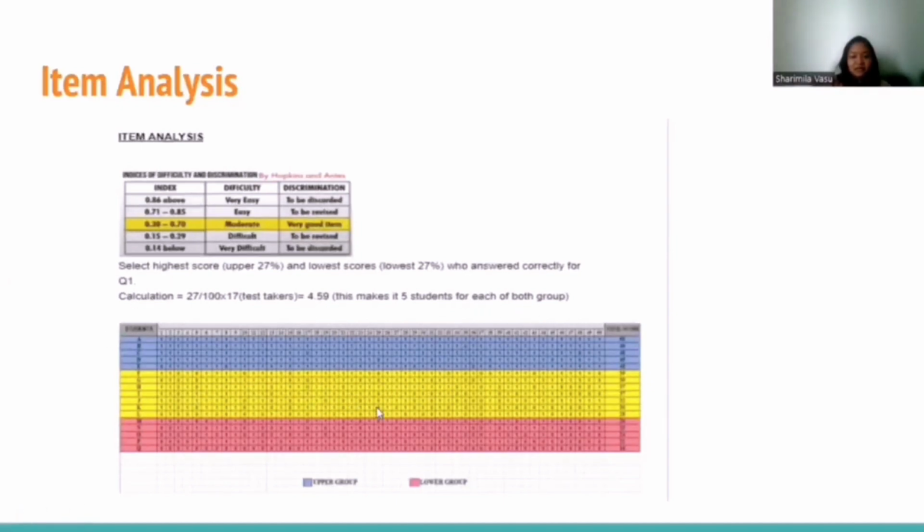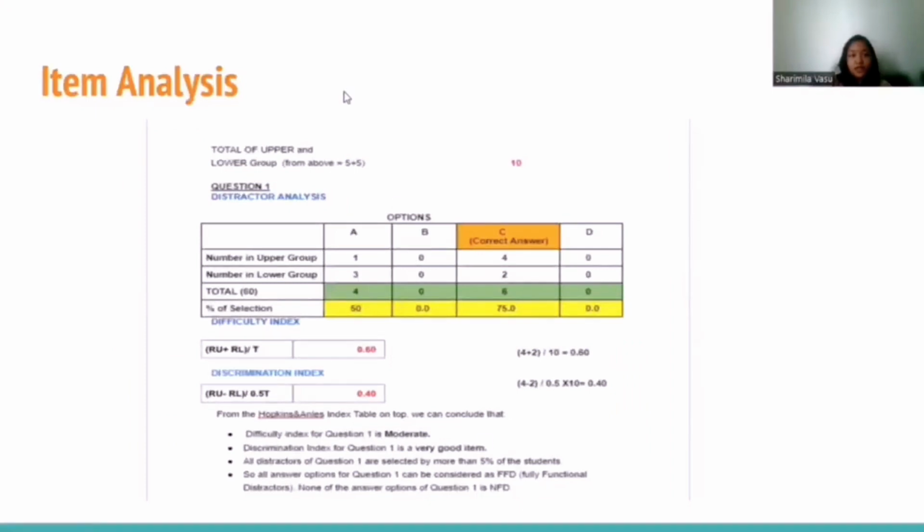So this is the example of our score analysis. The blue color one is the upper group and the pink color one is the lower group. And this is question 1. Total of upper and lower group from above, 5 plus 5 equals 10. The number of upper group who answered correctly is 4, and we have one other response also. And the number in the lower group who answered correctly is 2, and we have another answer 2, that is 3.